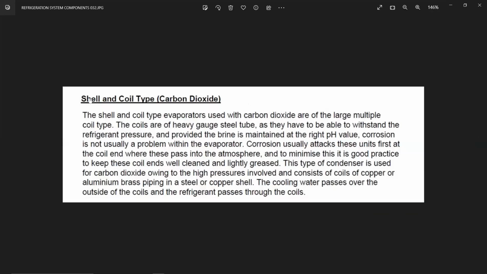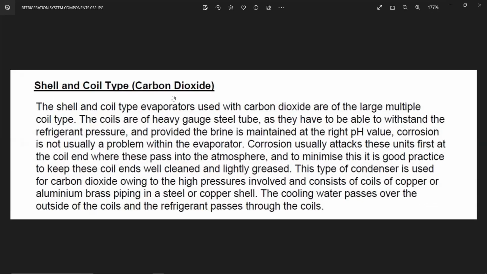Now another type is the shell and coil type of evaporator. Shell and coil type evaporators are used with carbon dioxide and are of large multiple coil types. These coils are heavy gauge tube steel, and they have to withstand the refrigerant pressure. Provided the brine is extracted at the right pH value, corrosion is not usually a problem with the evaporator.